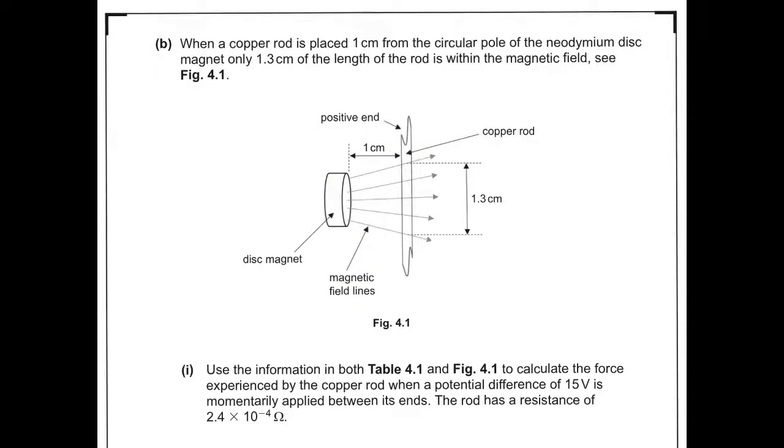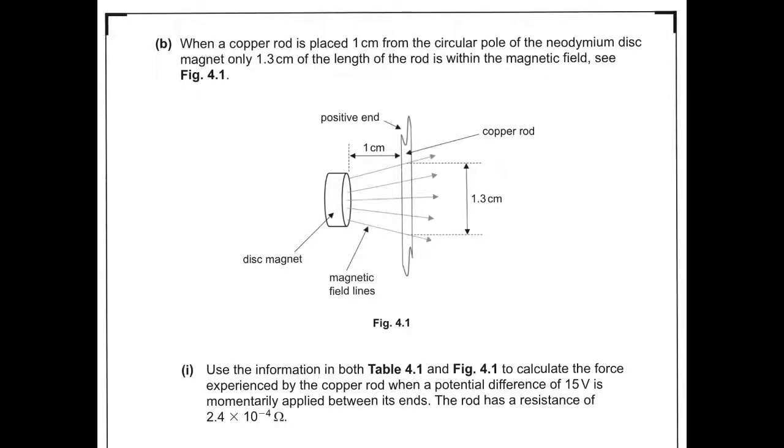Part B, when a copper rod is placed 1 centimeter from the circular pole of the neodymium disc magnet, only 1.3 centimeters of the length of the rod is within the magnetic field, and they've highlighted that there. So this is the amount of rod that's in the field, this bit here. Use the information in both Table 4.1 and Figure 4.1 to calculate the force experienced by the copper rod when a potential difference of 15 volts is momentarily applied between its ends. The rod has a resistance of 2.4 times 10 to the minus 4 ohms.